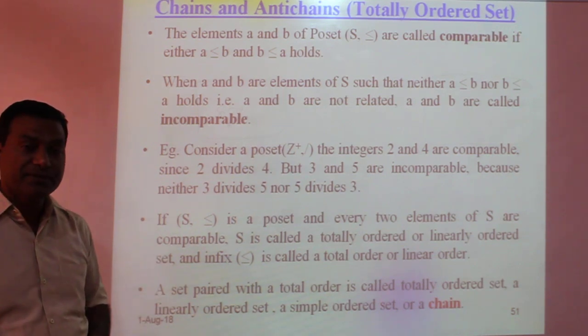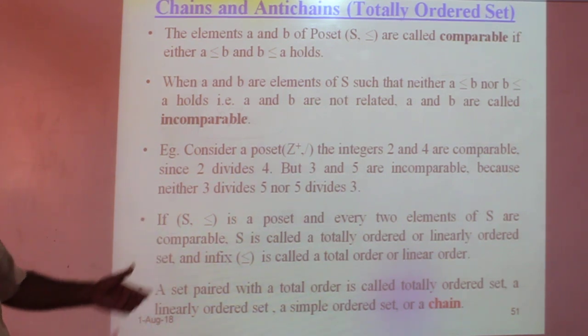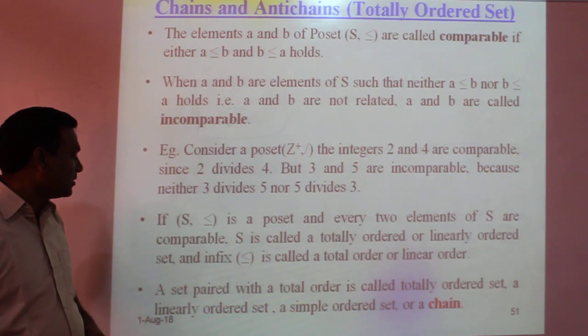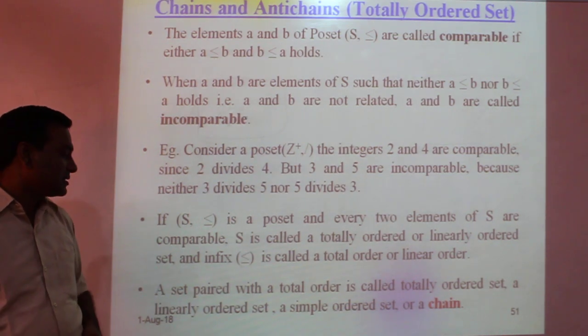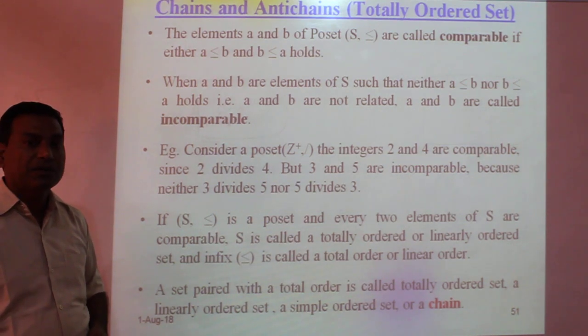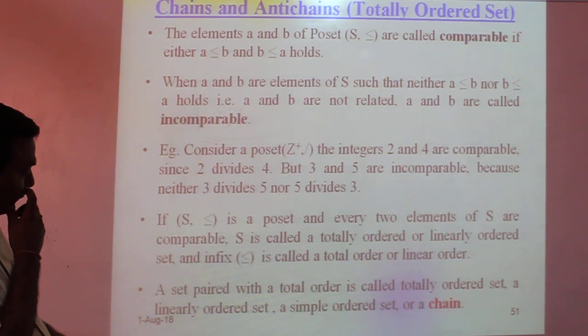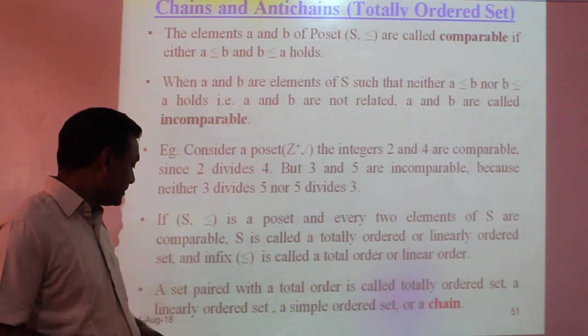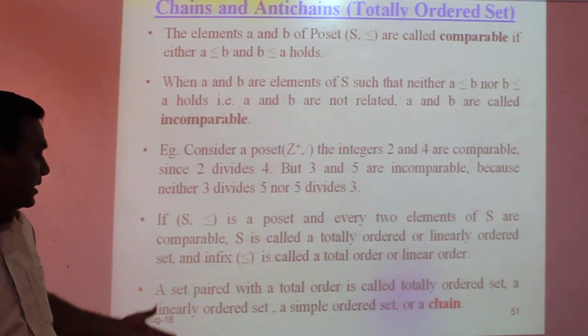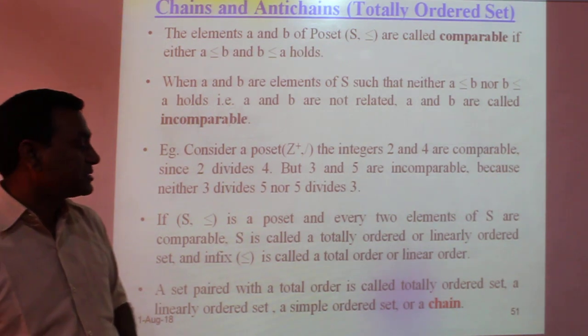Moreover, if this coset and every two elements of S are comparable, S is called a totally ordered or linearly ordered set, and infix less than or equals to is called a total order or linear order. So a set paired with a total order is called a totally ordered set, a linearly ordered set, a simple ordered set, or a chain.